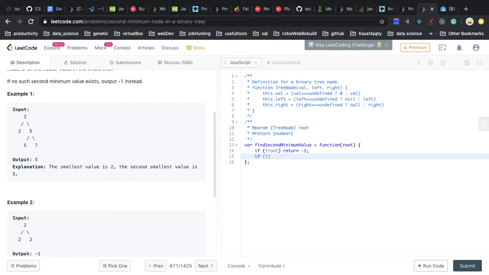Why? Because there's only one possibility that the leaf node will be reached, that is only if the current node equals the previous node and equals the node before that node, which equals the root node. So therefore we just write: if root.left and root.right don't exist, so both the left node and right node of the current node don't exist, we return -1.